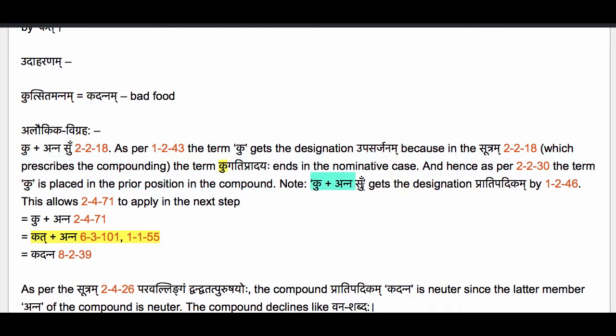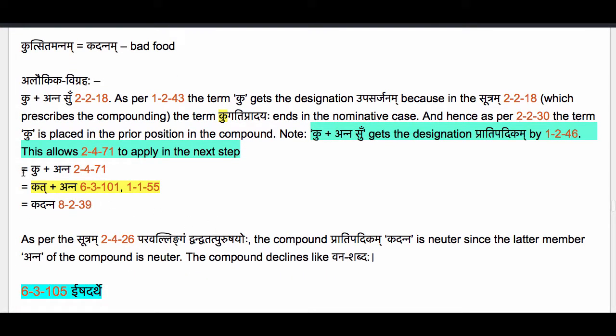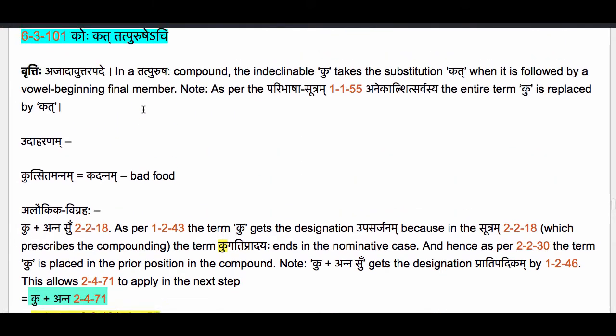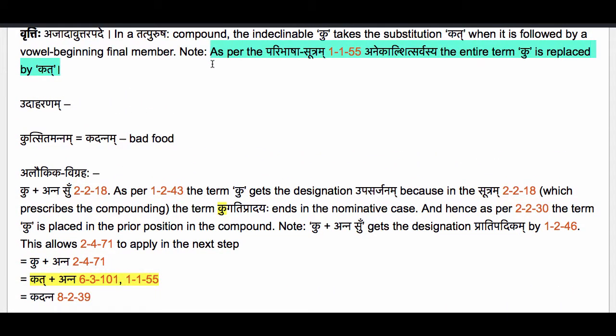Now ku plus anna su gets the designation pratipadikam by 1.2.46. This allows us to apply 2.4.71 supo dhatu pratipadikayoho to perform the luk elision on the sup affix su, which is inside the compound pratipadikam. So we now get ku plus anna. Now all the conditions for applying the Sutram 6.3.101 are satisfied because we do have a compound in which the final member anna begins with a vowel and it is following the avyayam ku. So in place of ku we replace kat. And as per the Paribhasha Sutram 1.1.55, Anekal Shit Sarvasya, the entire term ku is replaced by kat.